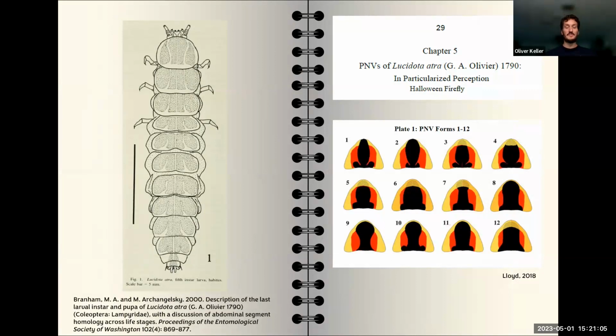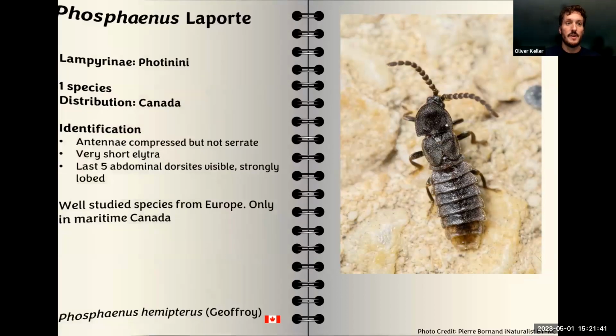Jim Lloyd talks about this firefly in his book, one of the few chapters that is not on Photuris. Here is a picture of the different ways the pronotum, the head shield, can look, and the markings on the head shield. So don't be fooled if there's a little less or a little more black than you're used to. That's just a variation of the pronotum. And Lucidota atra, I think, is very common. They are day flying, and very commonly observed.